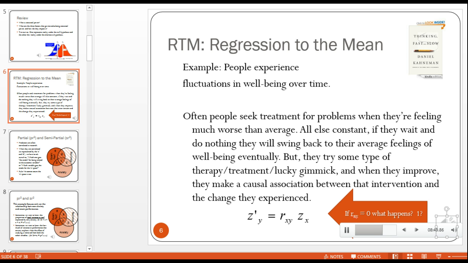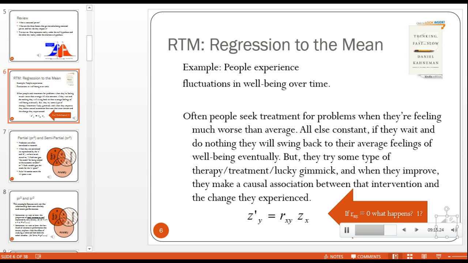So that's what RTM is conceptually. So let's turn our attention to this formula before we close out this section. This formula gives us the mathematical reason for why RTM occurs. And so we have the predicted value of the DV there, but it's in z-score terms.